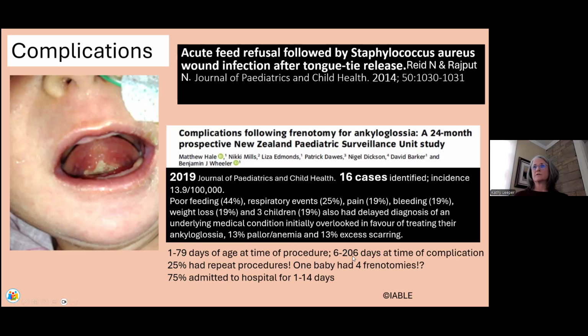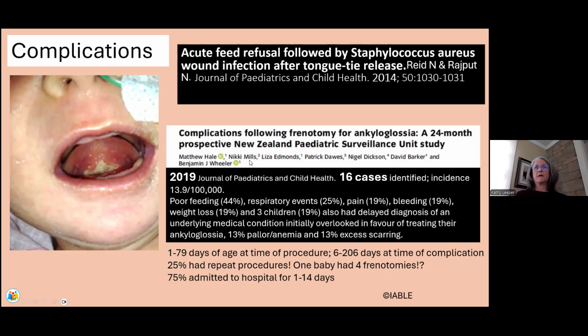They were not that old, 1 to 3 months or less at the time of the procedure. I don't know who this was. At 206 days, they had a complication. Maybe excessive scarring was found. I don't know. 25% had more than one procedure, and one baby had 4 procedures. So to me, if a baby has 4 frenotomies, that's a management problem. You can maybe have 2 because the first person was scared and only did it halfway, and the back half was still causing trouble. So a second procedure, I do occasionally, but 4 should never happen.